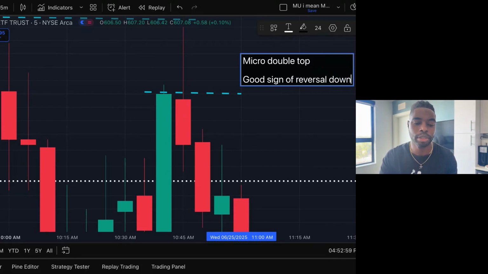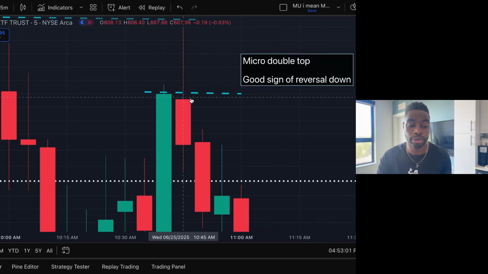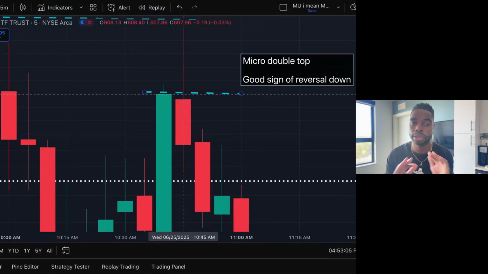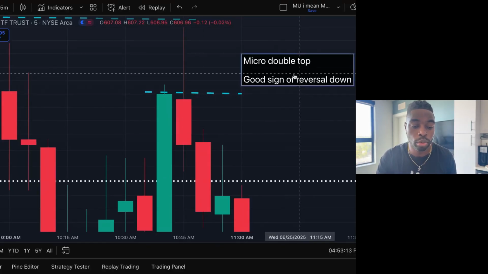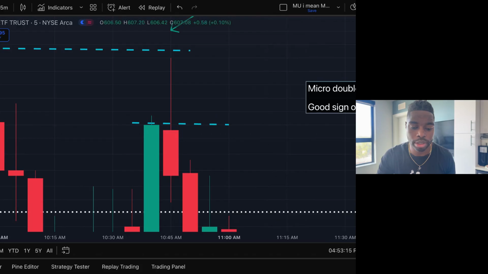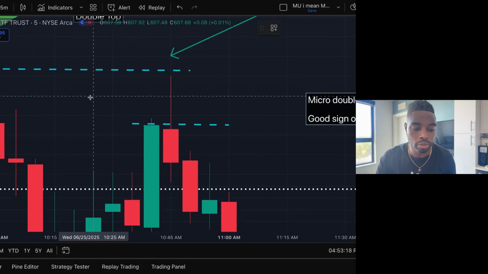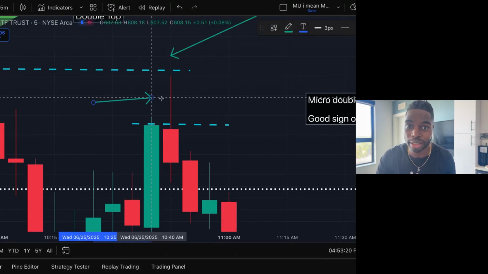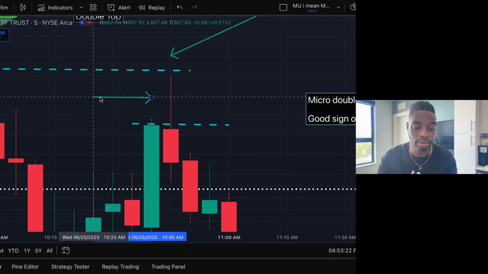The basic reason for it is because buyers and sellers are agreeing at this level that price should not go past this level. For some reason, you'll see it on the chart. There'll be a micro double top, and it's an area where buyers and sellers are like, nope, we're not going past this. And then it usually works really well as a sign of a reversal when there is also a massive topside wick. So remember, we just talked about that.